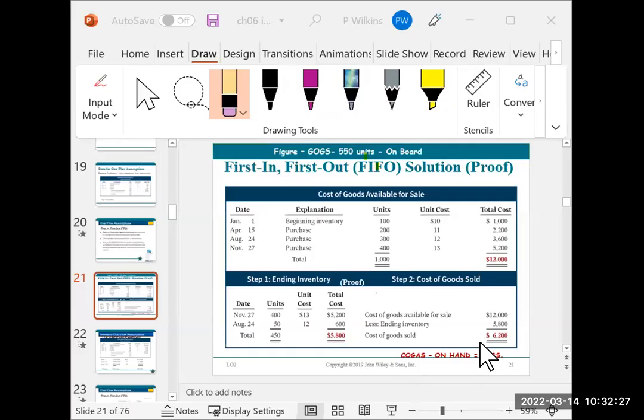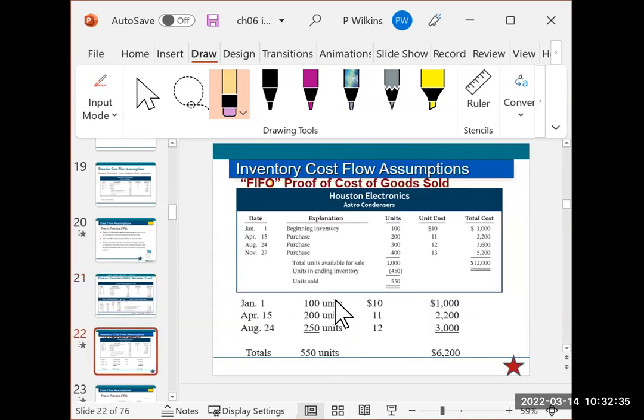So I'm going to share the PowerPoint here again, and we're going to figure out the cost of goods sold for this problem. We know it's $6,200. They already told us that, right? But we're going to prove that that $6,200 is correct. So for cost of goods sold with FIFO, you go from the top down, right? We're using this top part here to figure out our proof, and the proof is at the bottom.